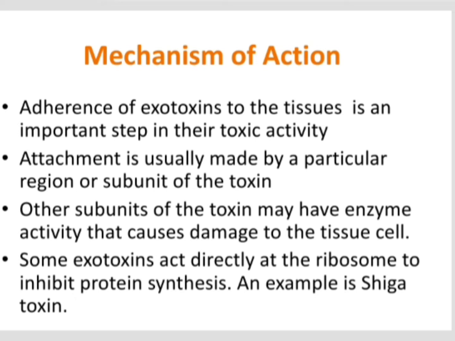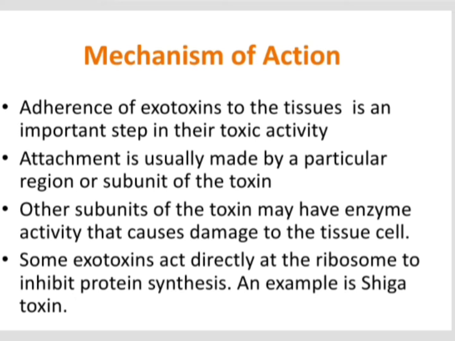In order for a toxin to act, it must first attach to the surface of the host cell or the tissue. So, adherence of the exotoxin to the plasma membrane of the host cell is the first important step, and attachment is usually made by one of the subunits or a particular region of the toxin. Toxins are made up of complex subunits.